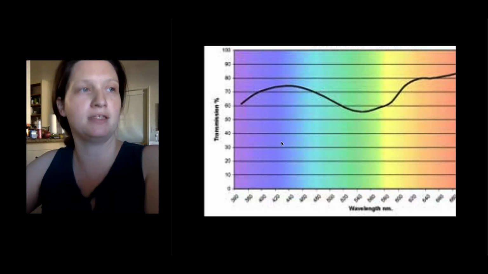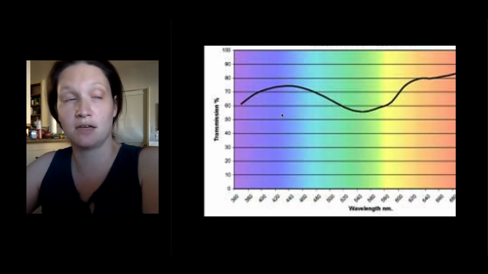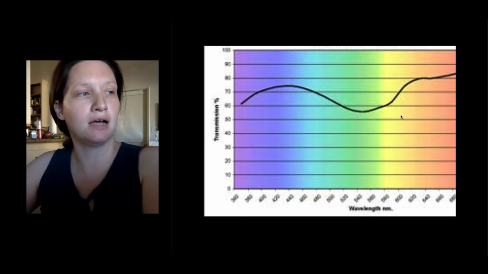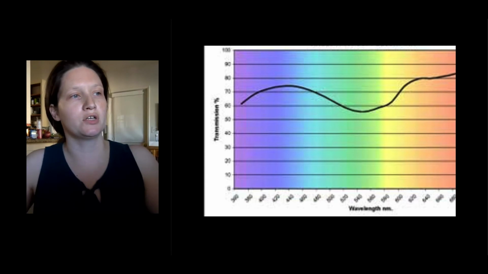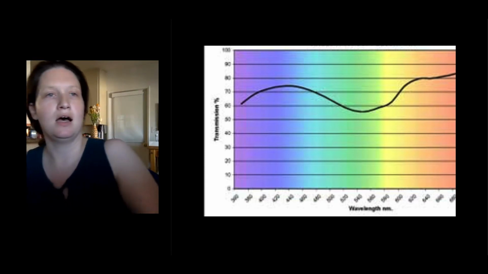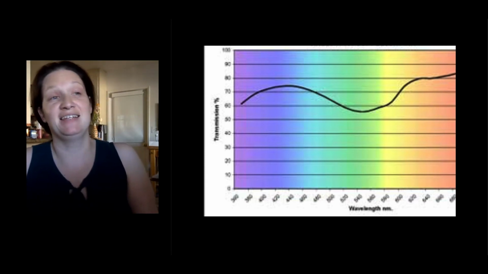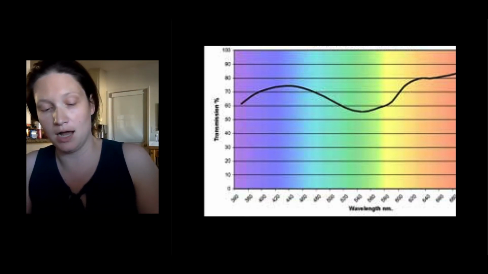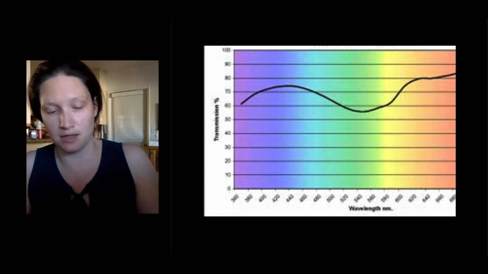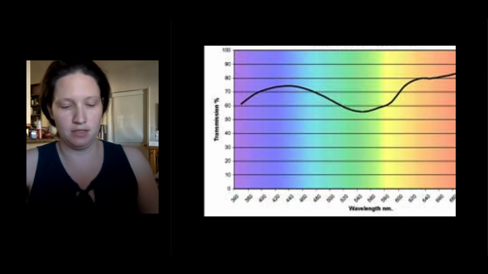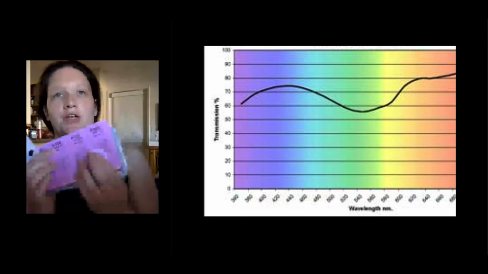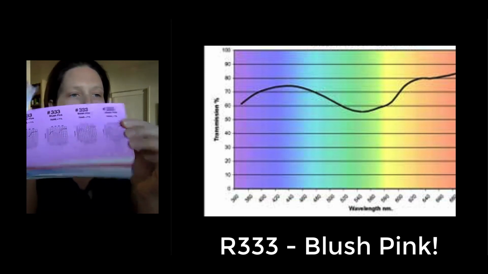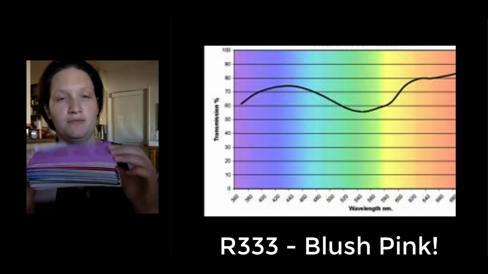All right, what color do we think this is going to be? Did you guess? Okay. So this is a pretty light color, right? So it's not super saturated, but it doesn't have as much green as it has red and purple. So it's kind of a light color. This is our 333 blush pink. There it is, okay? So blush pink has a transmission of 71, right?